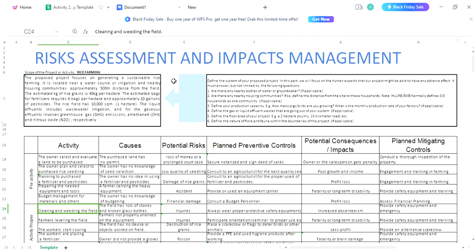The liquid effluents include wastewater irrigation, and the gaseous effluents involve greenhouse gas emissions, methane and nitrous oxide, respectively.